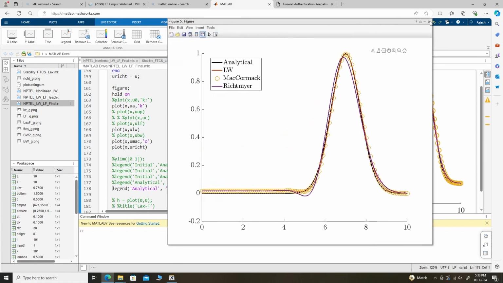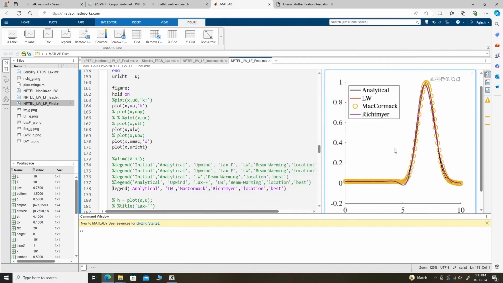So, with this we will end the class today. In the next class, I will show you how these schemes behave when you go to the nonlinear problem. I will show you solutions for the nonlinear problem, and eventually we will go to solving a proper Navier-Stokes problem. We will start with the Euler problem, and we will solve a shock tube problem in the next class.